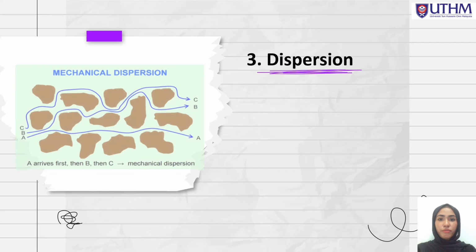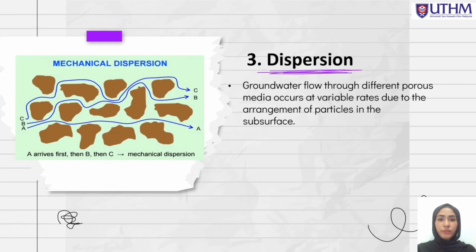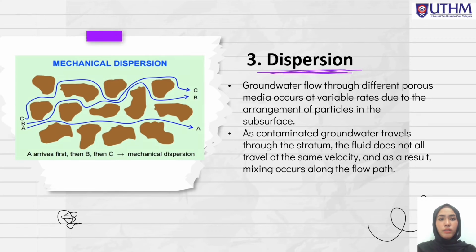Groundwater flow through different porous media occurs at variable rates due to the arrangement of particles in the subsurface. As contaminated groundwater travels through the stratum, the fluid does not all travel at the same velocity, and as a result, mixing occurs during the flow path. This mixing is termed mechanical dispersion.